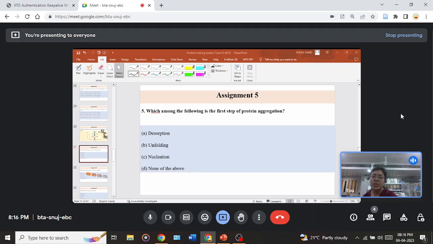So we have the fifth question, which is: which among the following is the first step of protein aggregation? We already went through the events or sequences of protein aggregation, and here we don't specify the case of surfaces or bulk. You just have to answer which of the following is the first step in any protein aggregation. Your options here are A, desorption; B, unfolding; C, nucleation; and D, none of the above.